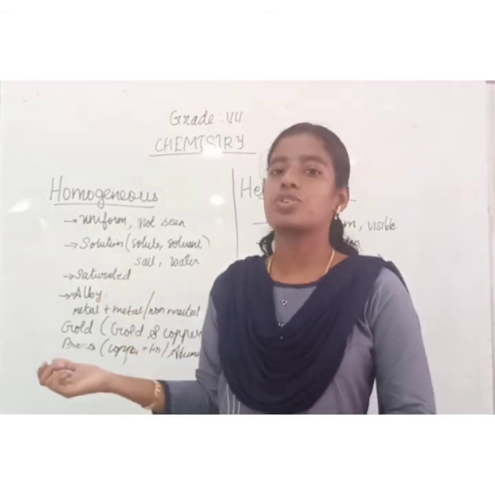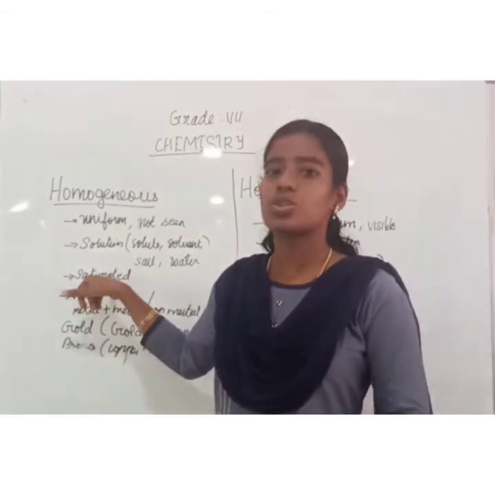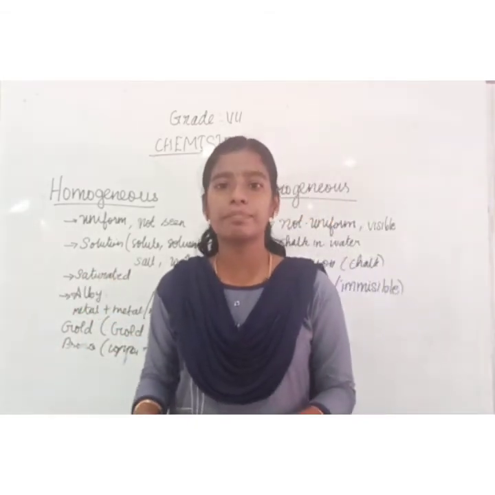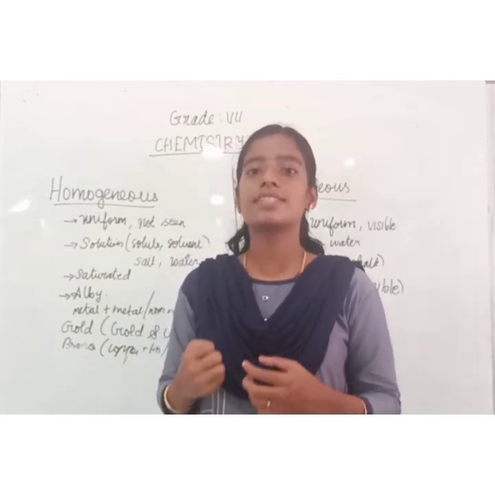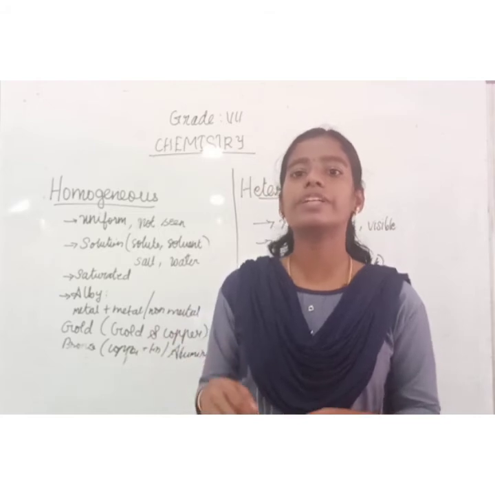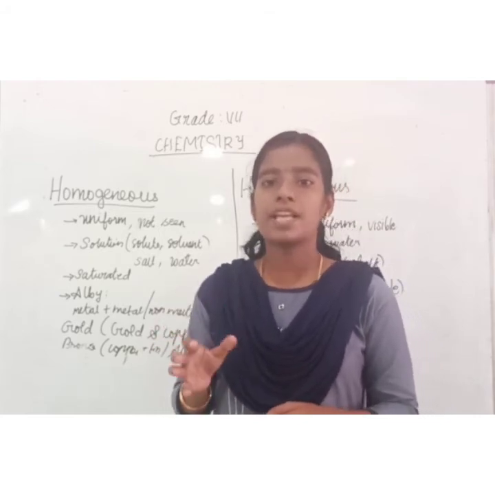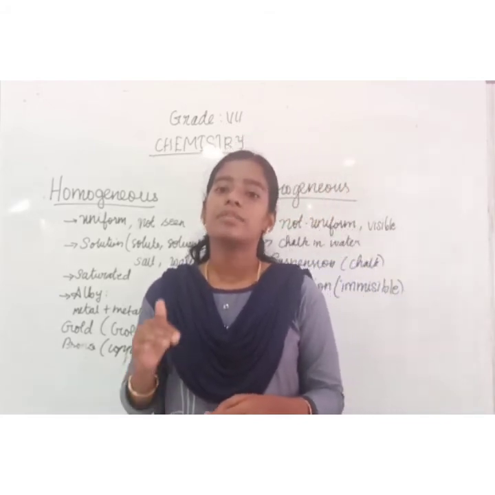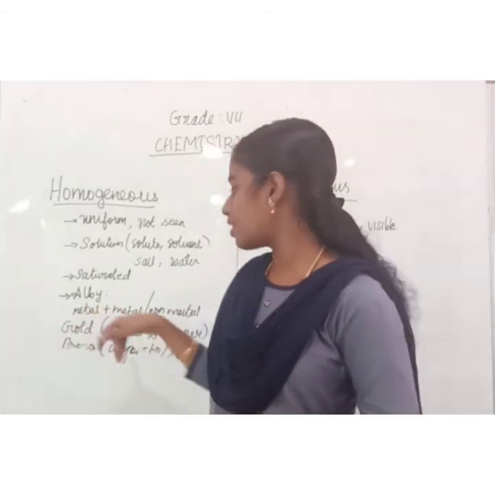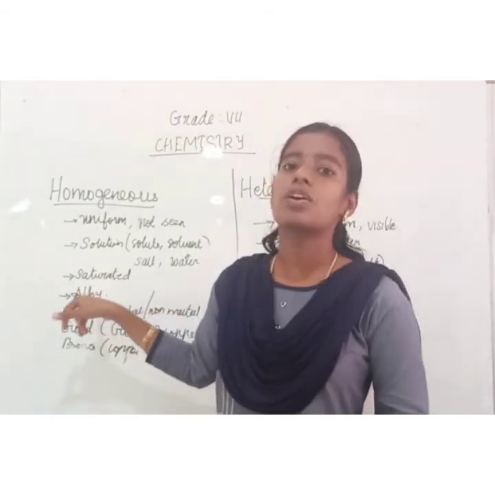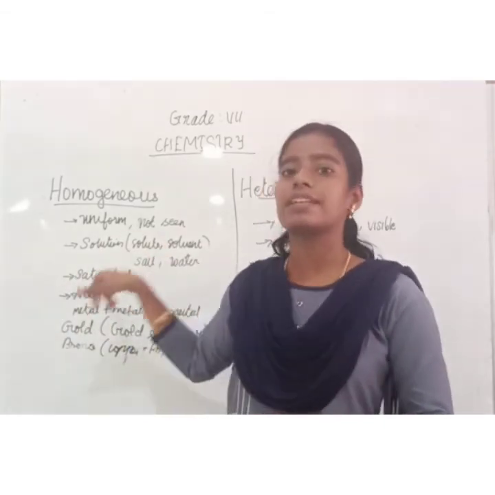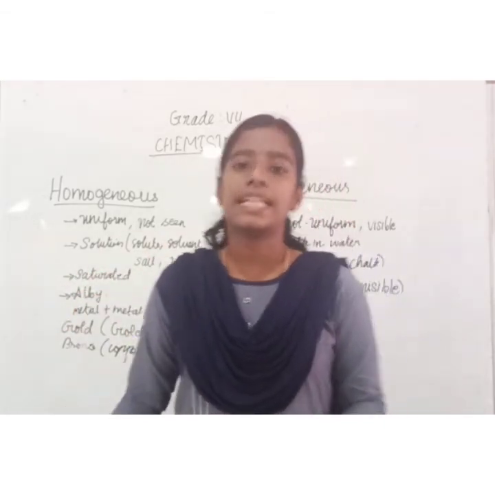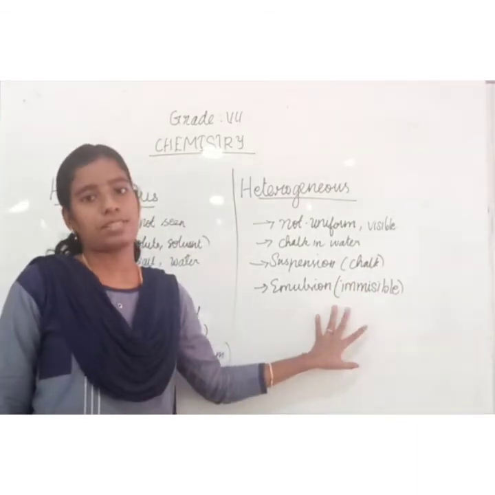Example, sugar solution. Then saturated: when the solution at a particular temperature is not in a state to dissolve more solute, that particular state of the solution is called saturated. Then alloys. Alloys are a combination of metals with metals or metals with non-metals. Example, gold, bronze. Next is heterogeneous mixture.